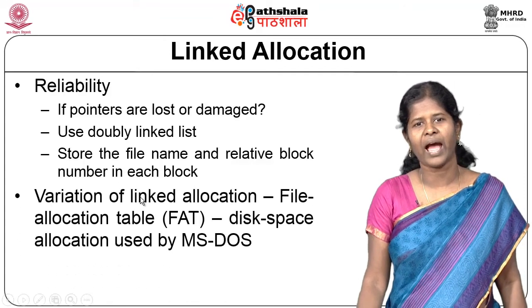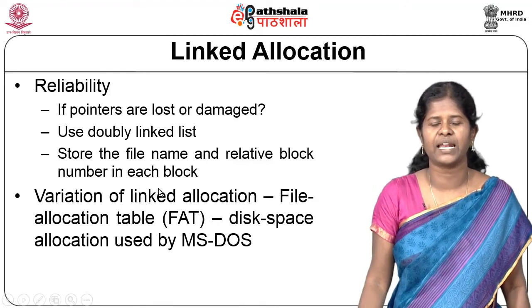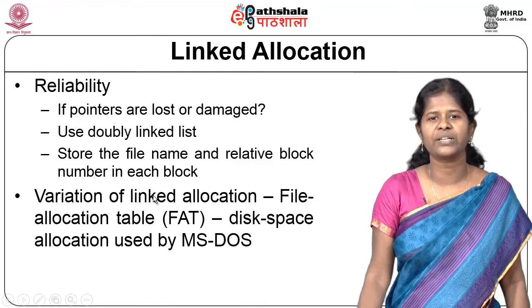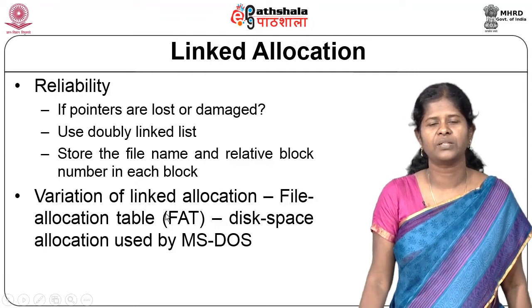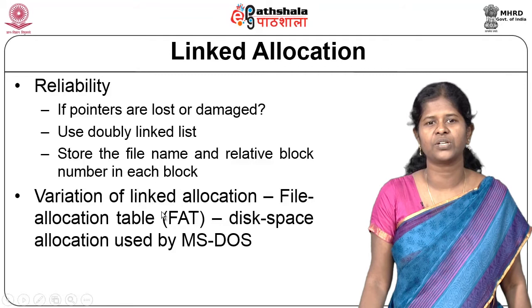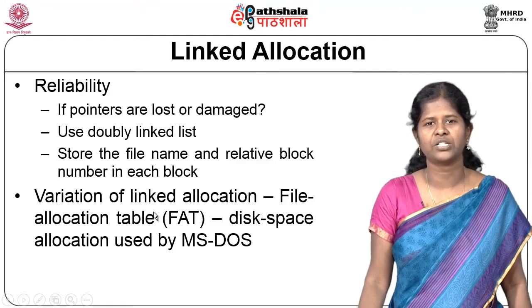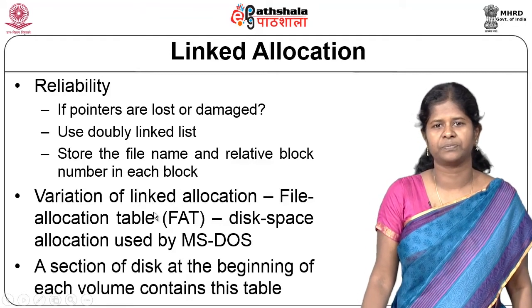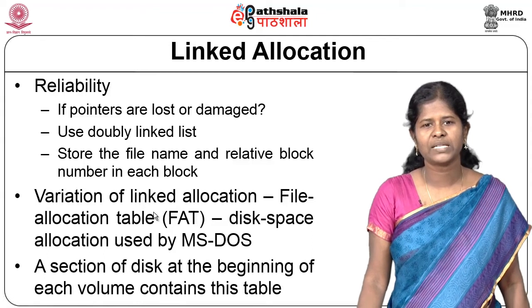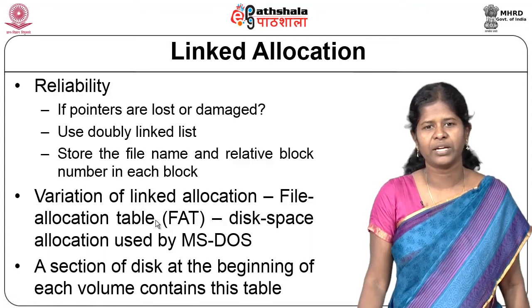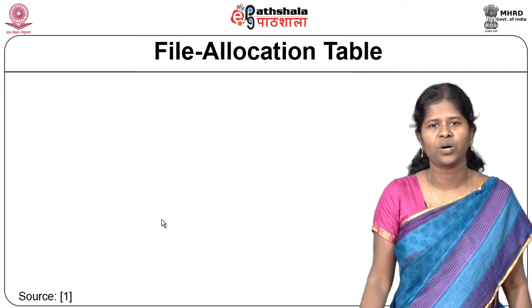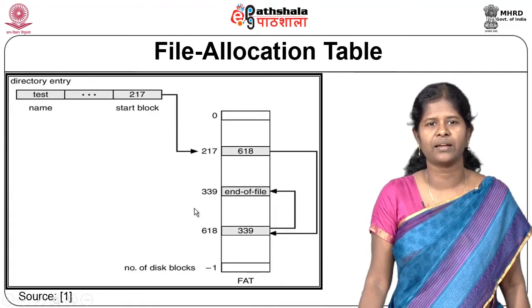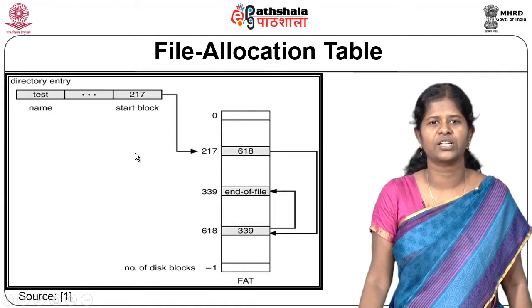We have a variation of this linked allocation which is used in MS-DOS systems, in the file allocation table. The disk space allocation for files in MS-DOS is done very similarly to this. At the beginning of each volume, there is a portion of the disk which will contain this FAT, or file allocation table. You can see the diagram of this file allocation table.